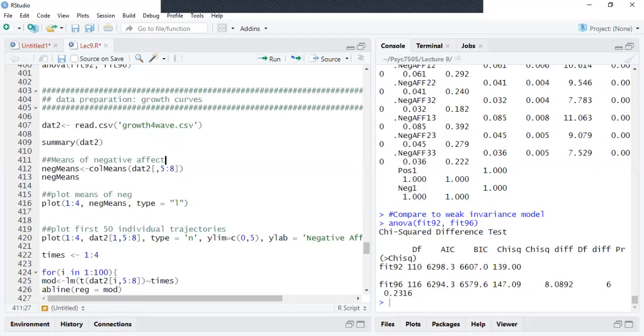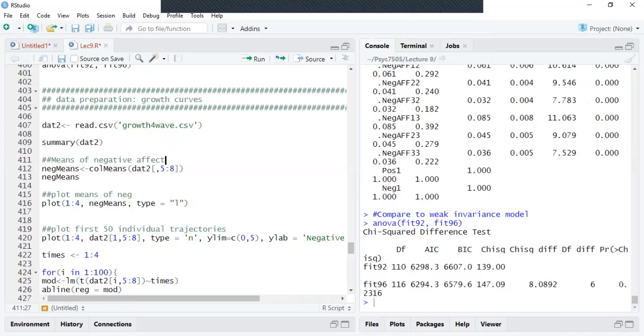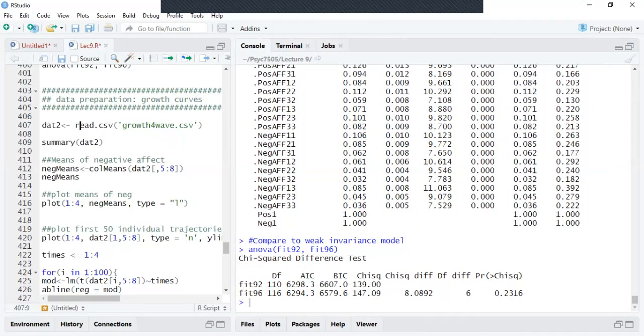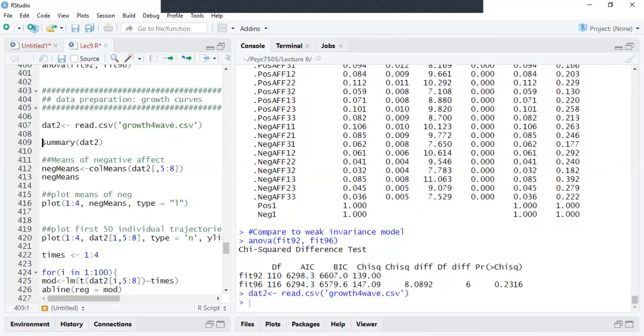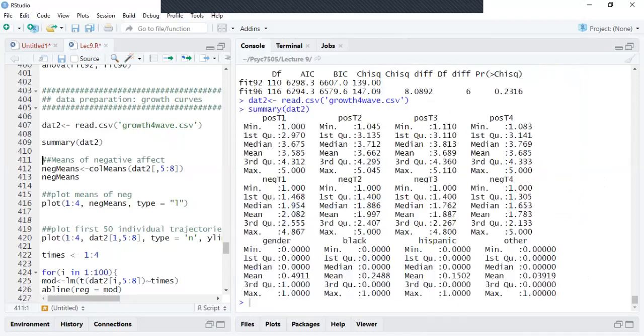In this video, we're going to talk about growth curves and fitting growth curve models. So we'll read in the data. The data is available on Canvas. It's called growth4wave.csv. Let's get a quick summary of it.